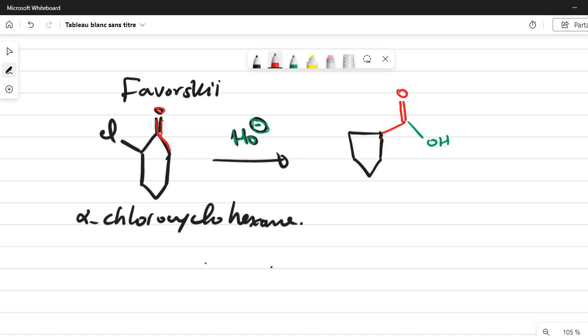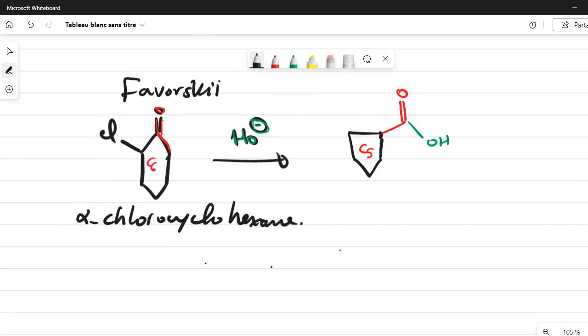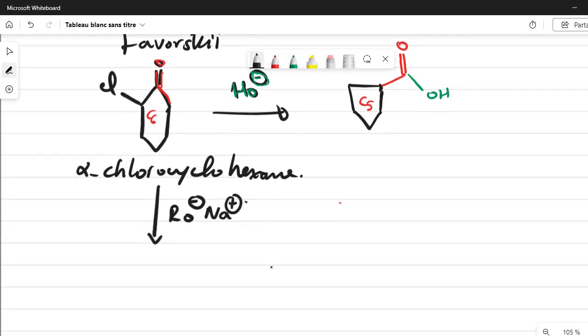So we have C5 here and C6 here. It's really simple to identify the product of this reaction. For example, if we had an alkoxide like this, we would form what we can see here, the nucleophile. So we form OR.